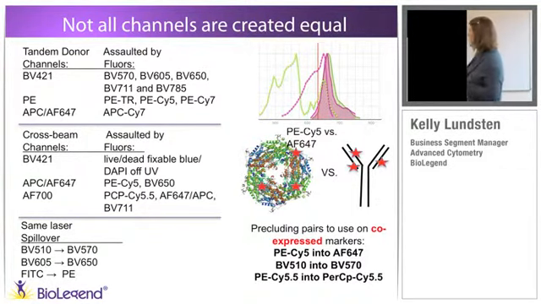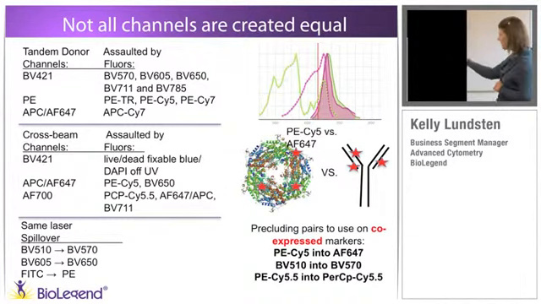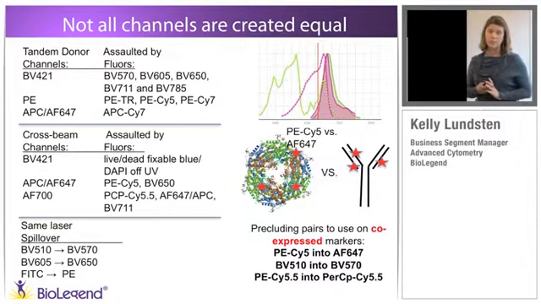So you're going to have certain kind of pairs that I call problem children, but in particular, these would be the 3 that I would say would be precluding. So ones that you really should not use co-expressed. And that would be PE Cy5 into Alexa 647, BV510 into BV570, and then PE Cy5.5, which no one uses anyway. But in the event you think you want to, you should never use it with PerCP Cy5.5.